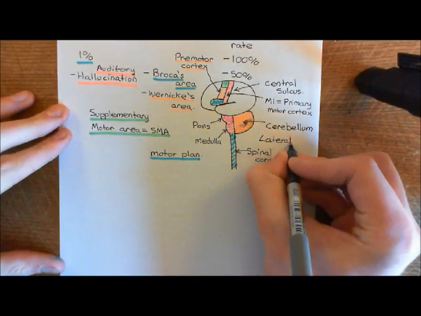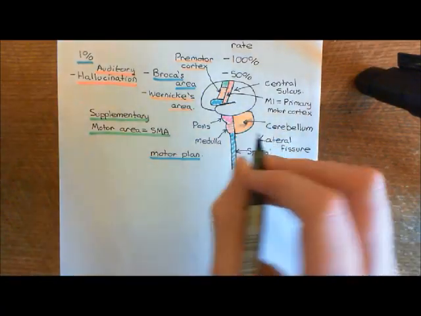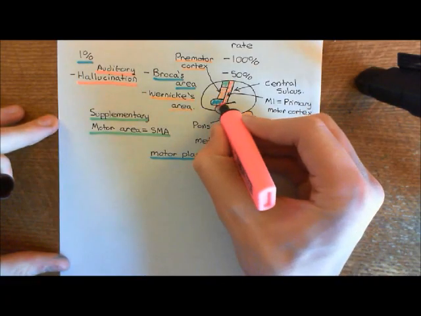So, because it's on the lateral side of the brain, it's called the lateral fissure. Okay, right. I'll underline that in pink. So that's the lateral fissure there.